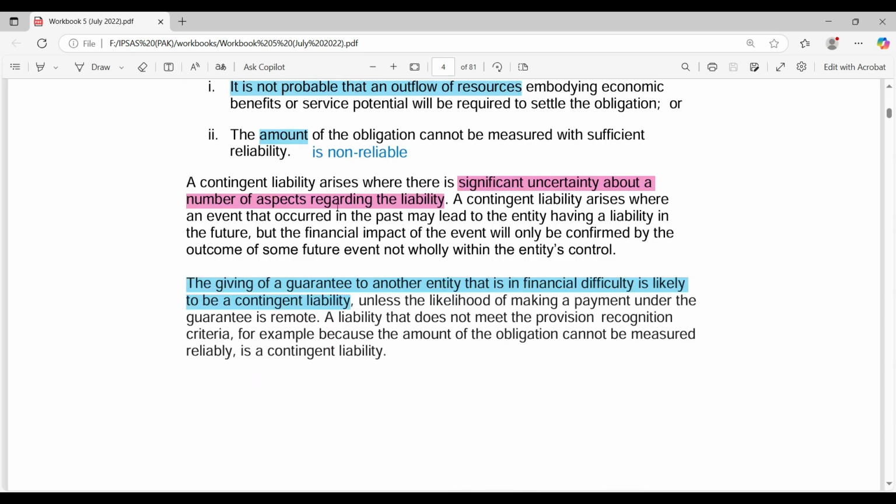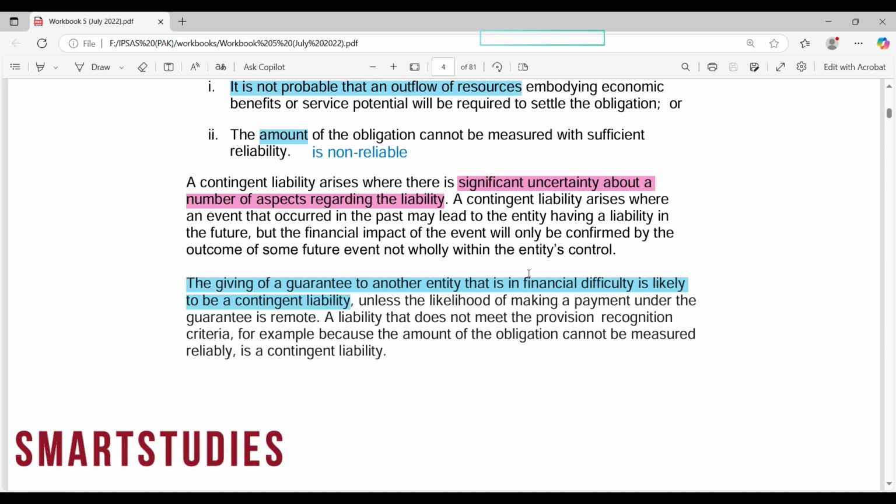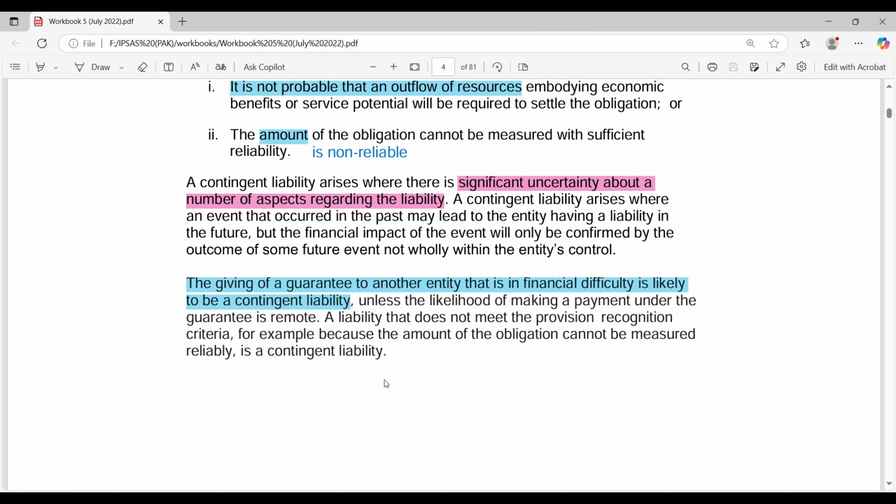Contingent liabilities arise when there is significant uncertainty about a number of aspects regarding the liability. The giving of a guarantee to another entity that is in financial difficulty is likely to be a contingent liability. You give a guarantee for an entity that is in financial difficulty, but what will occur in the future, you are not in a position to estimate. The giving of a guarantee is basically a contingent liability.